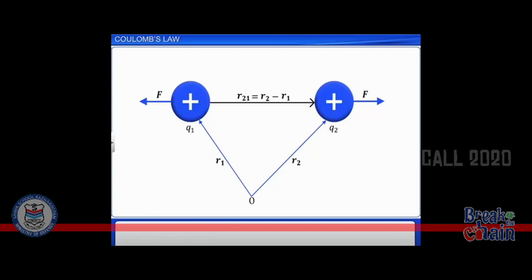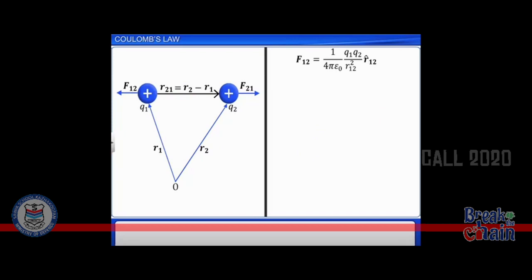The force on Q1 due to Q2 is F12. The force on Q2 due to Q1 is F21. In vector form, we can express Coulomb's law as shown. If Q1 and Q2 are like charges, they repel. In this case, the product of the charges Q1 and Q2 will be positive. The unit vector R12 cap is given by equation 5. Here, the force F12 will be in the direction of the unit vector R12 cap.